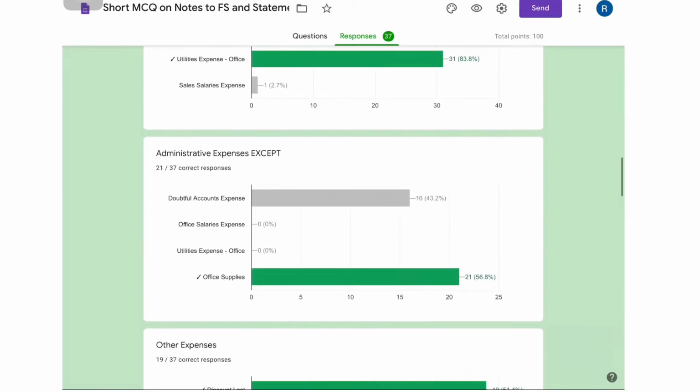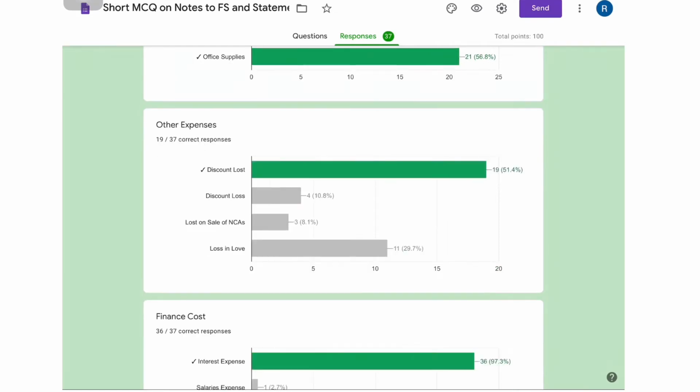Admin expenses except. Okay, the second choice, office salaries expense, of course, that's admin because of the word office. Utilities expense office, of course, that's also admin expense because of the word office. Doubtful accounts expense is actually admin expense. Answer here is office supplies because office supplies is a current asset.